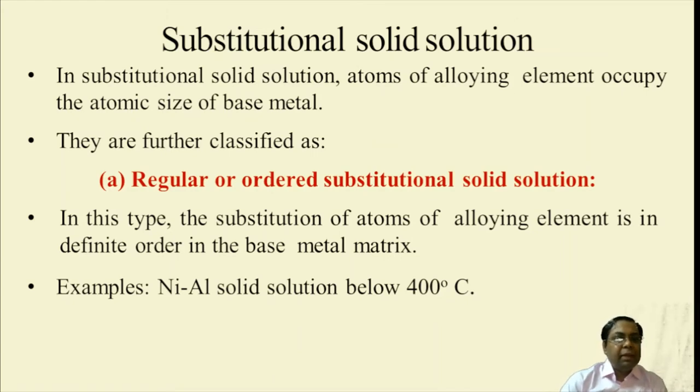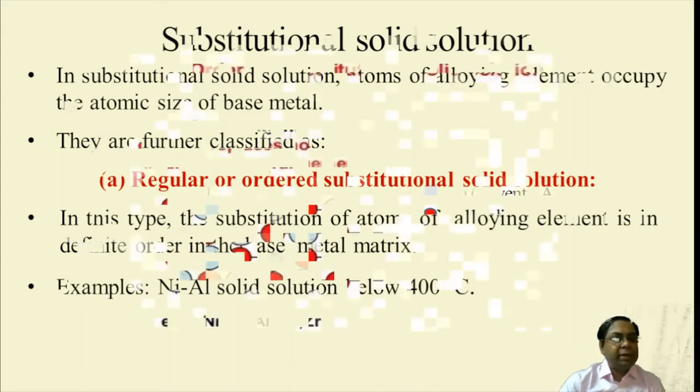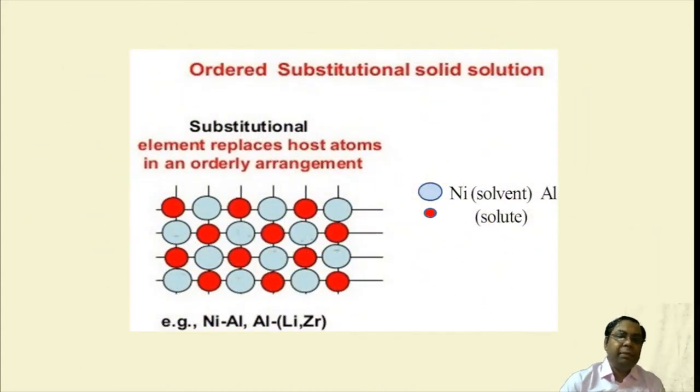Now in this type, the substitution of atoms of the alloying element is in definite order in the base metal matrix. An example is nickel aluminum solid solution, which occurs below 400 degrees centigrade. In the image you can see, in the case of ordered substitutional solid solution, nickel is the solvent and aluminum is the solute, and they are homogeneously distributed.